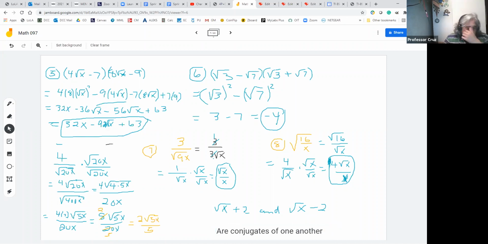So what does that mean? That means if we start out with square root of x plus 2, its conjugate is square root of x minus 2. But if we were to start out with square root of x minus 2, its conjugate would be square root of x plus 2. So that's why they call these things conjugates. And the reason being is they're exactly the same except for that plus or minus.